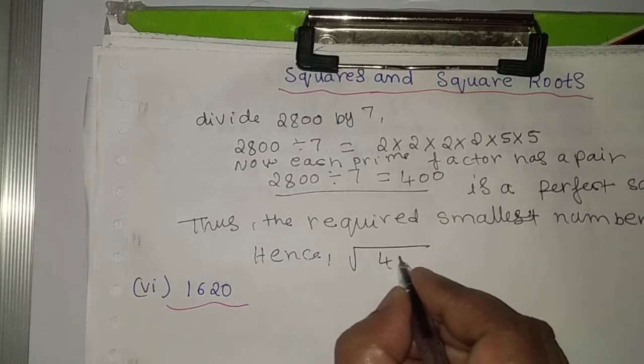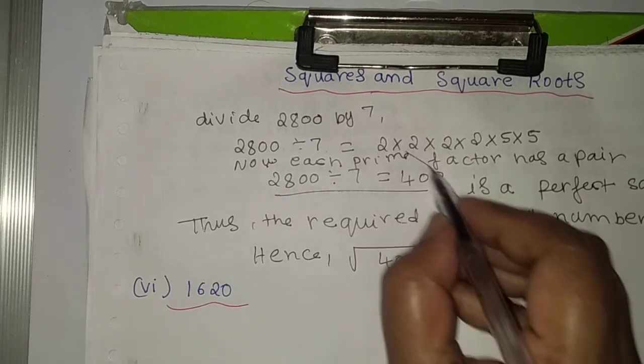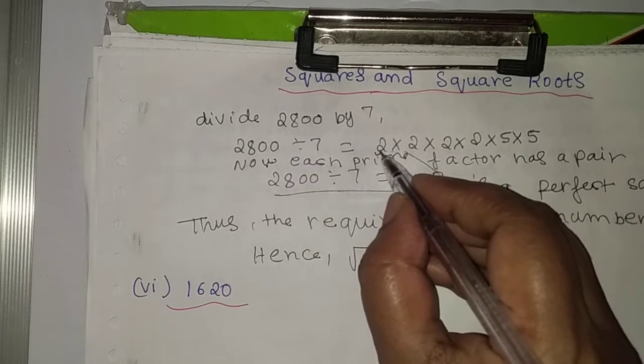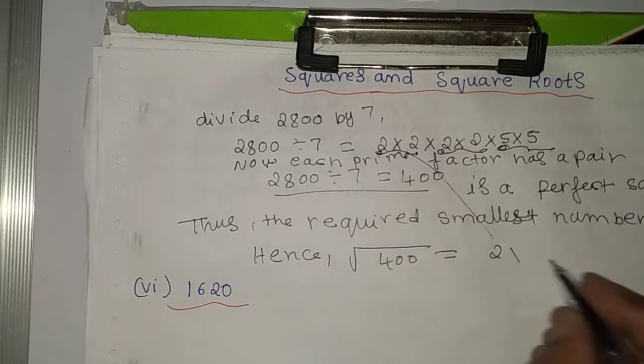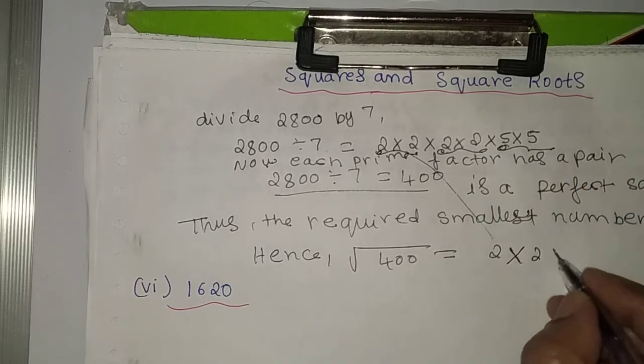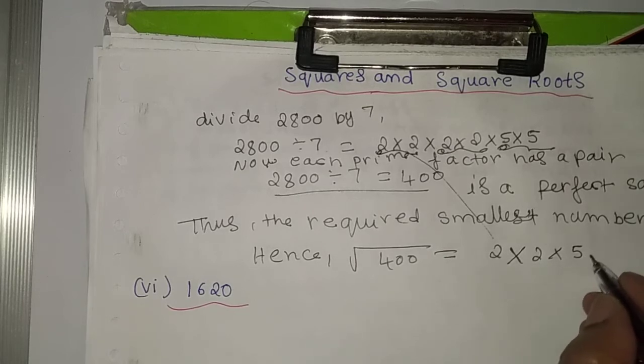Hence root 400 is equal to: take 1 from the pair of 2s, 2 from this pair, as in the previous problems we solved, and 1 from the 5s. Multiply all this, 2 2s are 4, 4 into 5 is equal to 20.